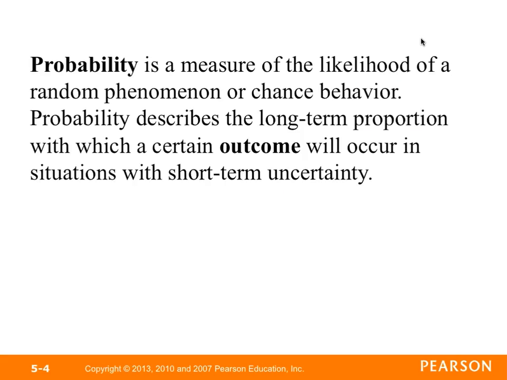So probability you've probably heard of before, and it's just a measure of the likelihood of a random phenomenon or chance behavior. It describes the long-term proportion with which a certain outcome will occur in situations with short-term uncertainty. So for example, if you roll a die, we can predict what will happen in the long run. You'd get 1/6 ones, 1/6 twos, and so on. A coin would have been a good example. You get half heads, half tails. But the outcome in the short term is uncertain.